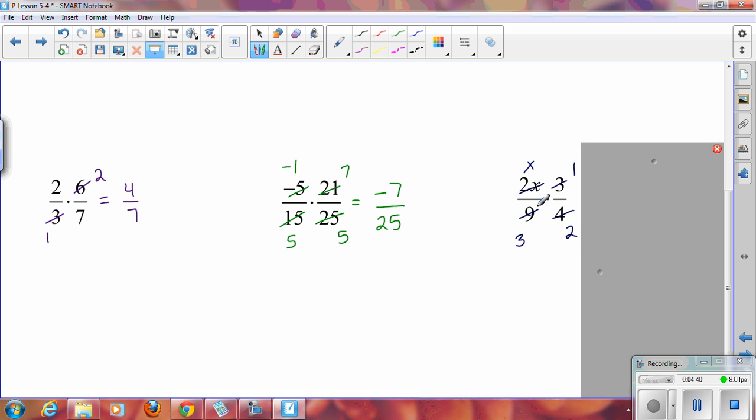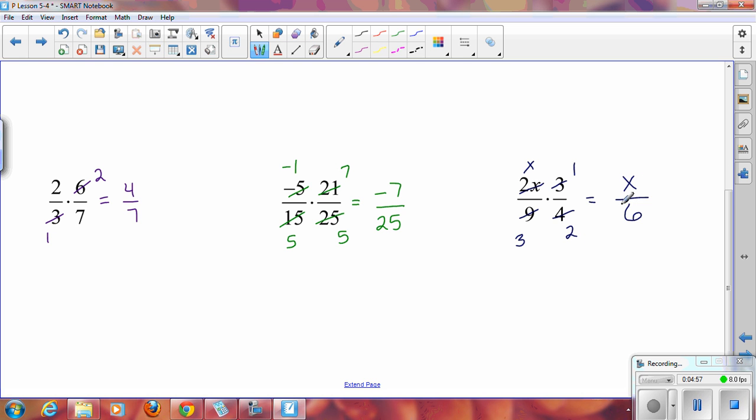And the last one, we had 2x/9 times 3/4. The 2x and the 4 are both divisible by 2. You wind up with x on the top and 2 on the bottom. 3 and 9 are both divisible by 3. You wind up with 1 on the top and 3 on the bottom. X times 1 is x, and 3 times 2 is 6. So you wind up with x over 6. If you had 1x over 6, that is technically correct. This is what I'm really looking for, but I would not count 1x over 6 incorrect. So that would be fine.